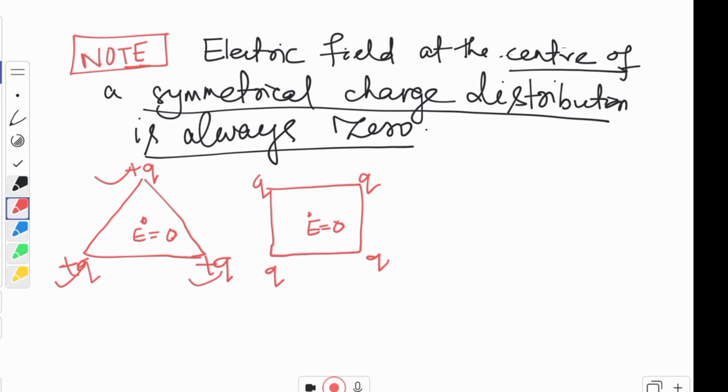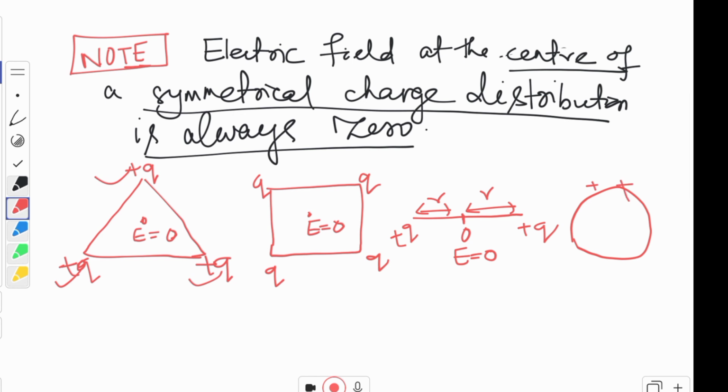Okay. Now suppose this. Here charge plus Q, here plus Q. You can take 5Q, 5Q also. Here it is the center. That means this distance is R, this distance is R. Now at the center your electric field will be again 0. Similarly, if we take a symmetrical charge distribution like this, everywhere same, symmetrical charge distribution like this, then here also at the center E will be 0.